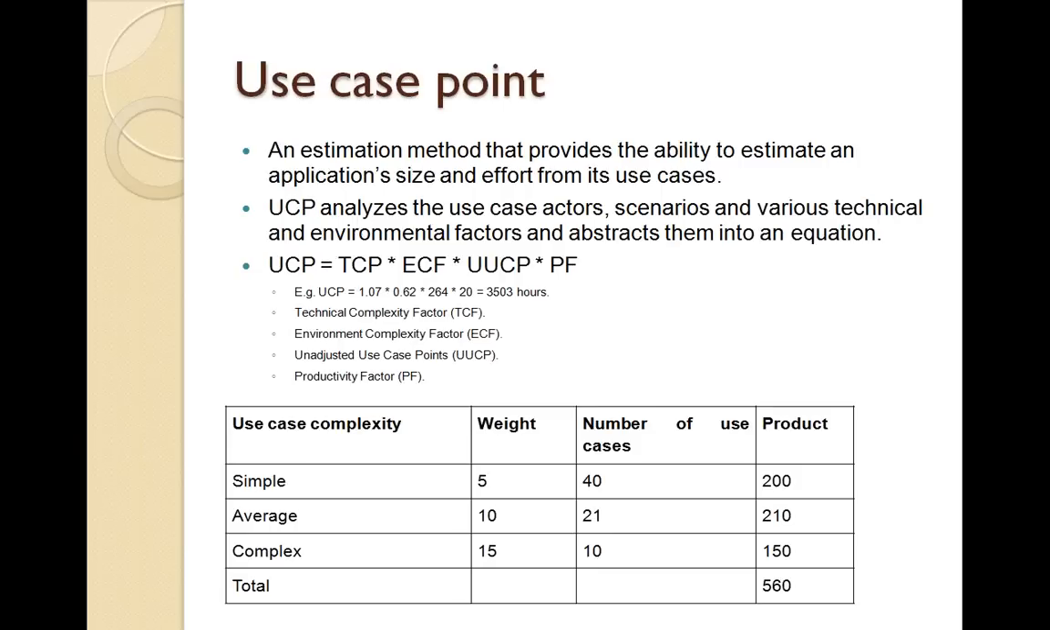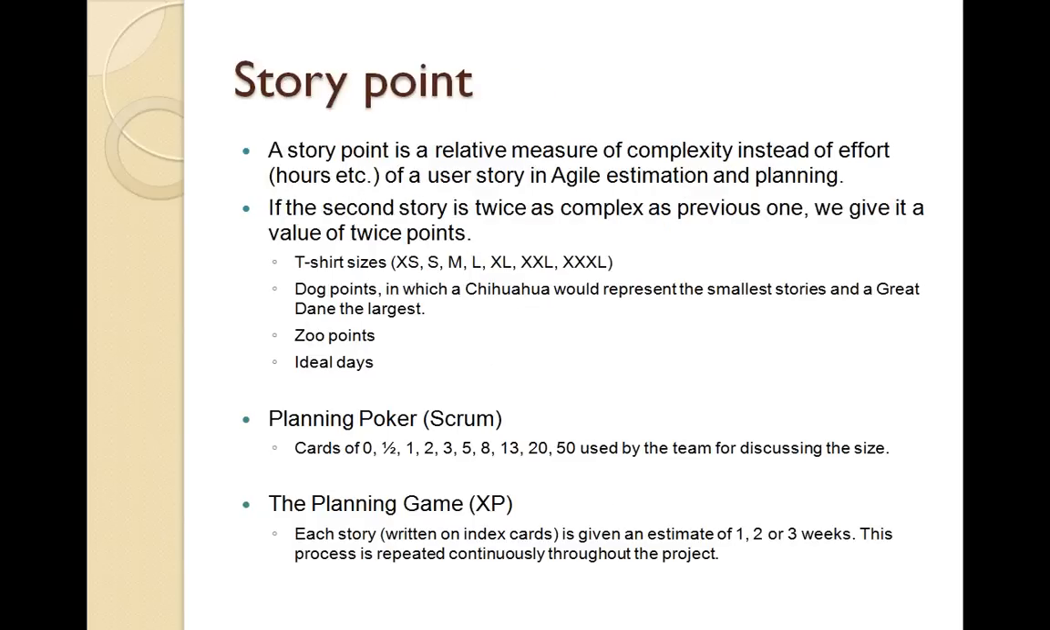The next method that is used in Agile software development or Agile programming is called story points. A story point is a relative measure of complexity instead of an effort or an absolute number of hours. So what we are trying to give is a relative sizing of the project. And this is used in Agile estimation and planning.